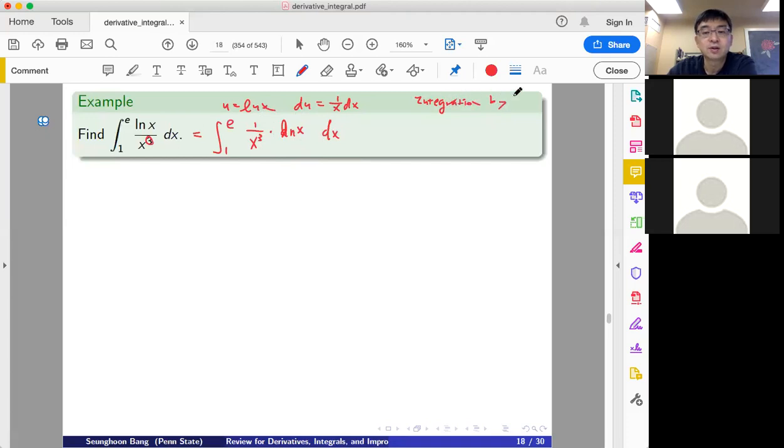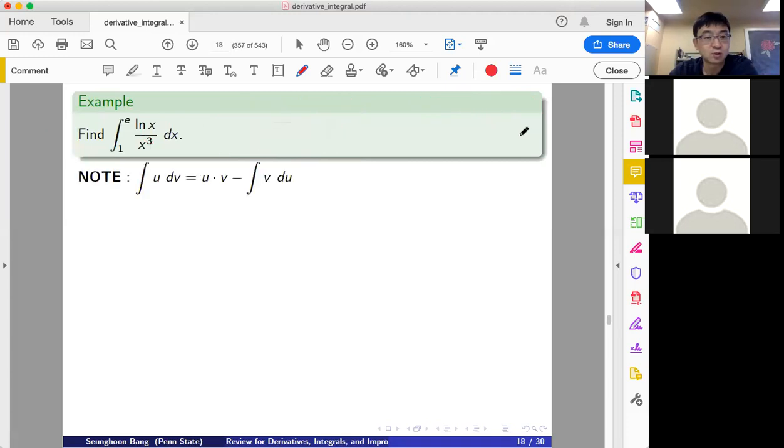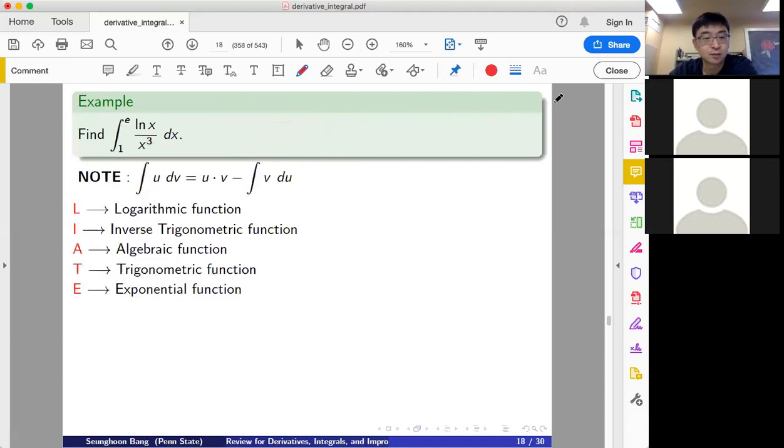Integration by parts, we can use this idea. So you can decide which one is u. This is integration by parts. So LIATE. What's that? I just said it before, this is the same as what?